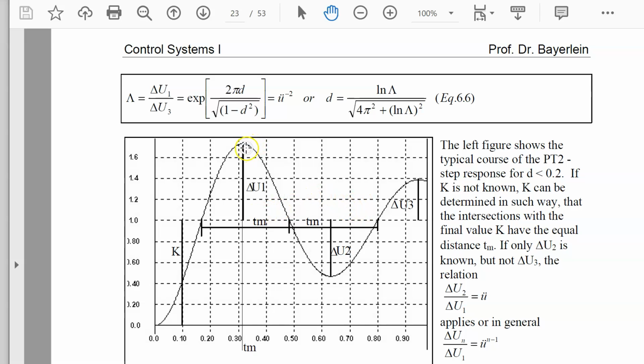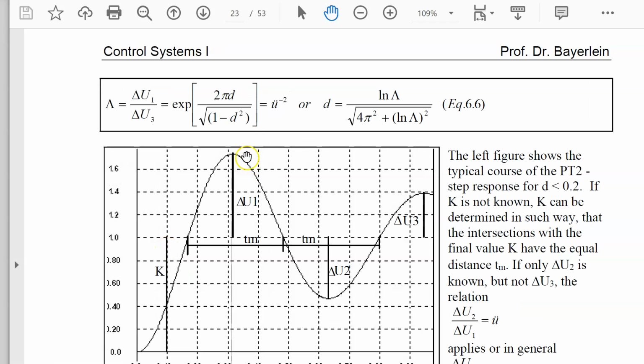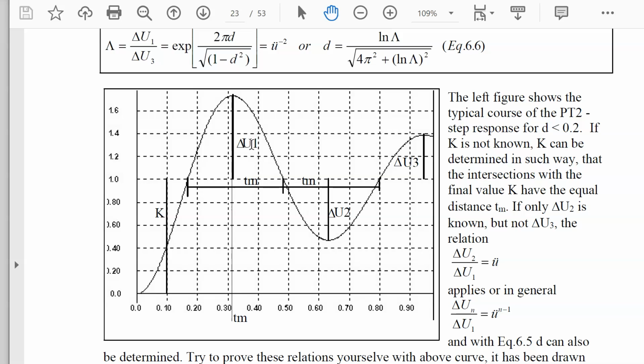We have talked about the ratio delta U divided by K. Now, the ratio delta U divided by K is called our factor U. If you calculate the ratio delta U2 divided by delta U1, this is again the same factor U. Delta U3 divided by delta U2 is also U. So the ratio of following ups and downs is always U. And with this, you can calculate, for example, the ratio between U3 and U1 is U squared. The ratio of delta U4 to U1 is U to the power of 3, and so on.